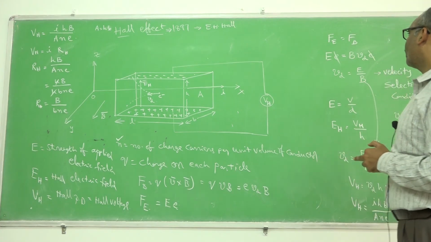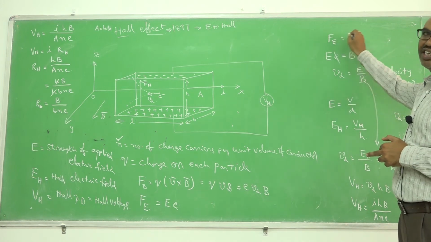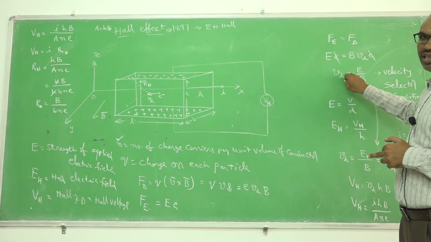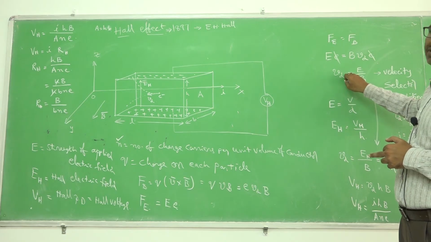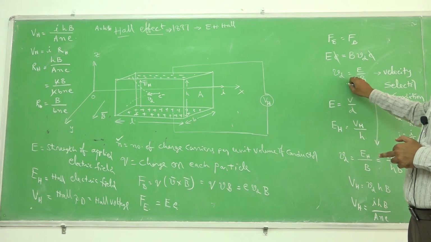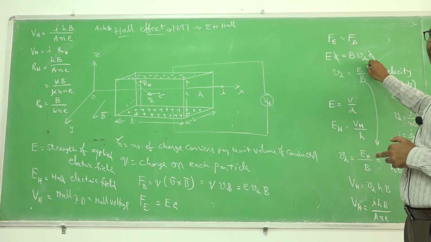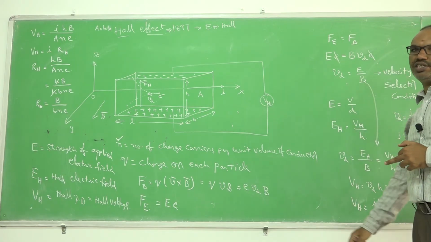Here what you have to understand is what is velocity selector condition. Whenever we make strength of electric field and strength of magnetic field equal to one another, then the electron or the charged particle which is moving perpendicular to both of them will continue in the same straight line path without any deviation with a constant speed. That constant speed is given by the ratio of the strength of electric field to magnetic field. This condition is called velocity selector condition.